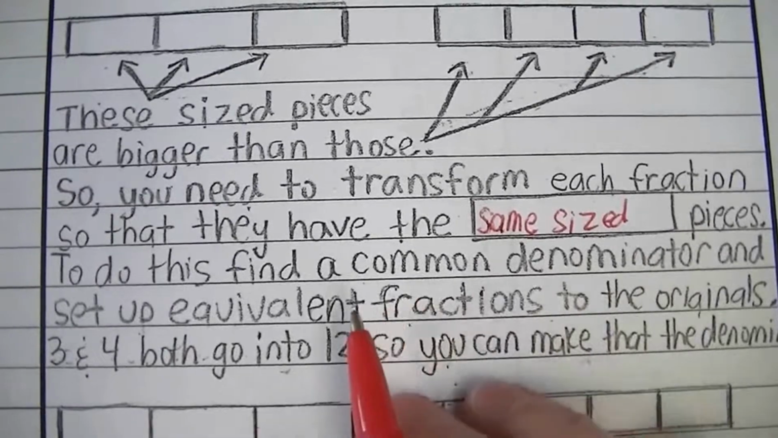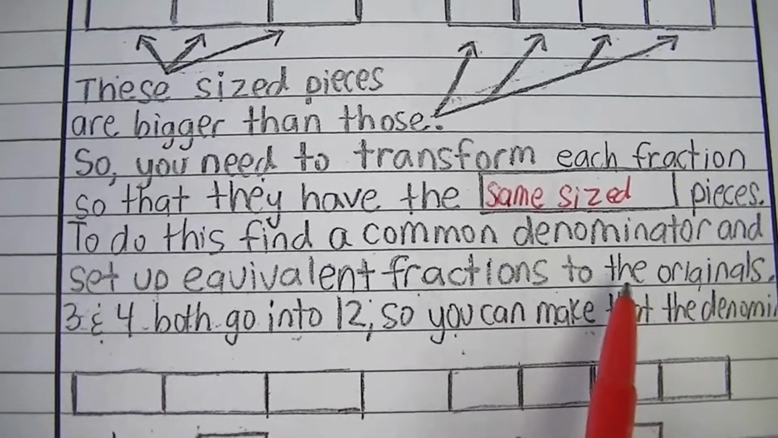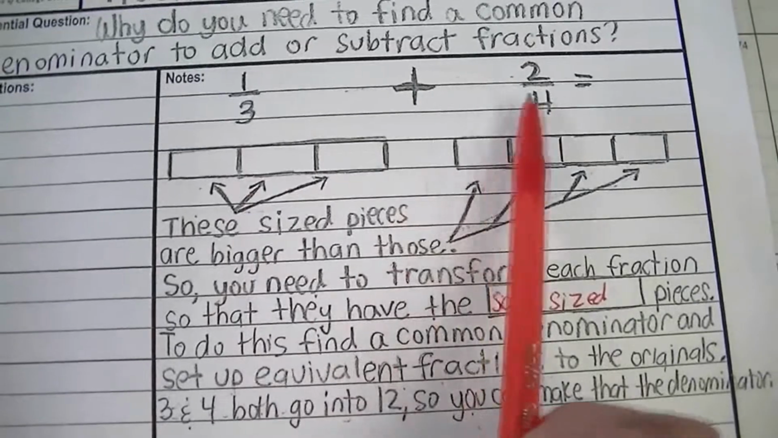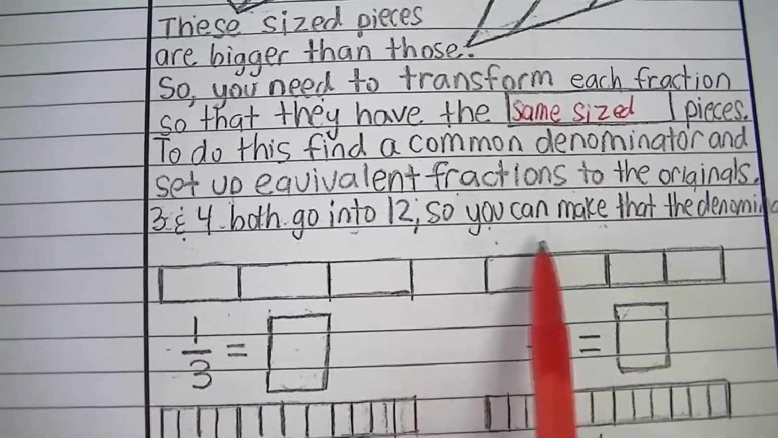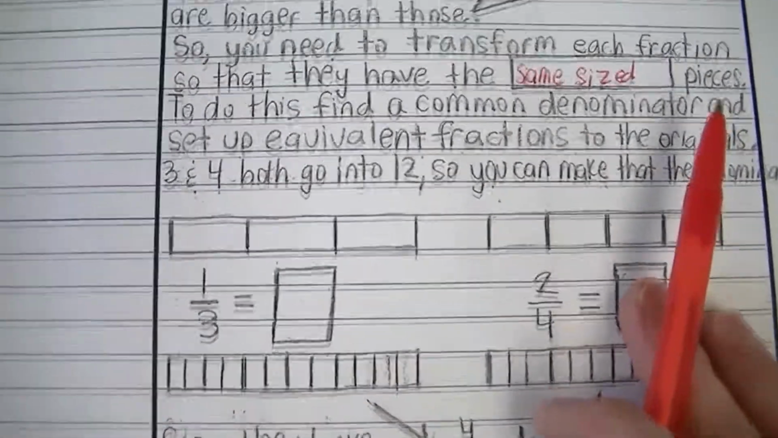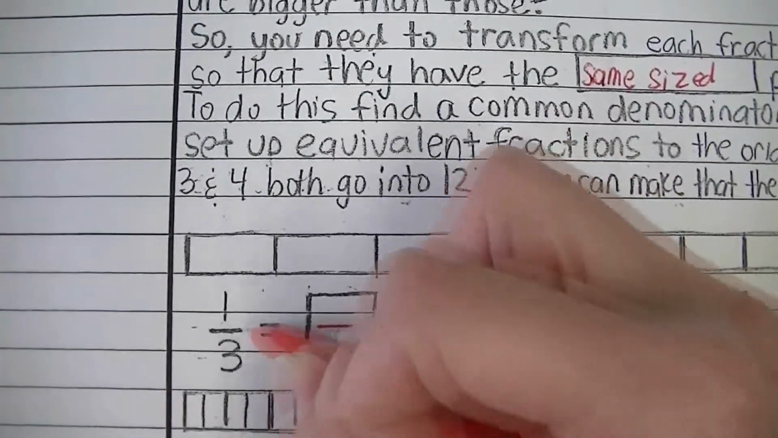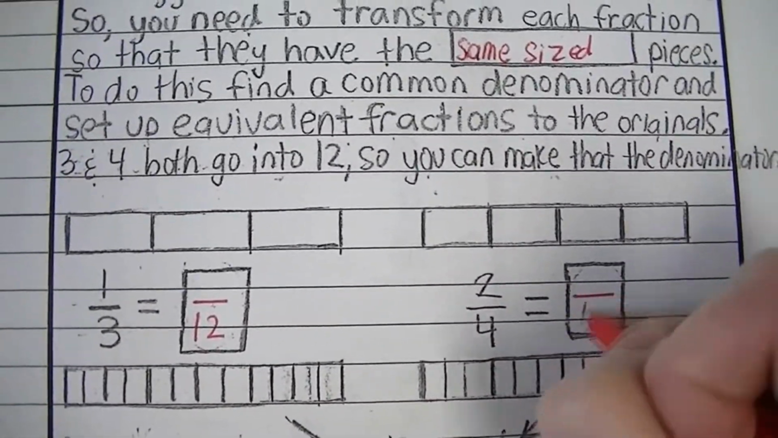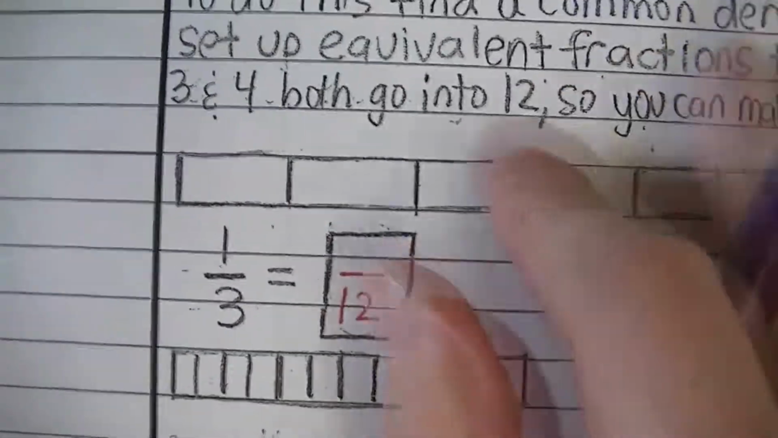To do this, you need to find a common denominator and set up equivalent fractions to the originals. So you've got to think of a common denominator for 1/3 and 2/4. Since 3 and 4 both go into 12, you can make that the new denominator. So I want to convert 1/3 so that it's out of 12ths, and I want to convert 2/4 so that it is out of 12ths. I have 12 pieces.